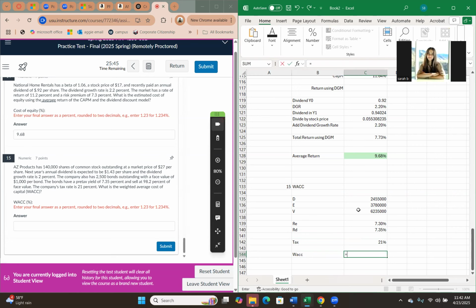The WACC is going to be equal to equity divided by total value times the return on equity. Then we're going to add debt divided by total value of the company, and then multiply it by the return on debt and multiply it by 1 minus the tax rate. And that should give us the WACC.